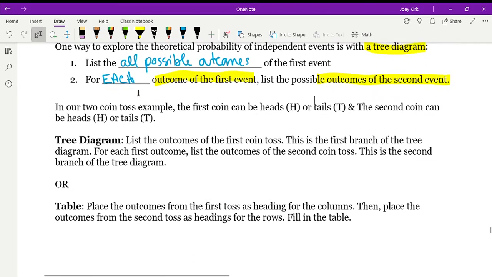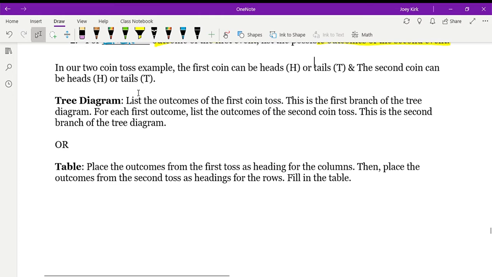So if we're thinking about a coin toss that we're flipping twice, so two coin tosses. The first time we flip a coin, we can get heads or tails, and the second time we flip a coin, we can also get heads or tails, okay? So if we did a tree diagram, we're going to list the outcomes of the first coin toss, and this is going to be your first branch of the tree. And then for the first outcomes, you're going to list all of the outcomes of the second coin toss, and this is going to be the second branch of the tree. Again, this sounds very strange if I'm not doing it in real life, and I will do it in real life, and it'll make more sense.